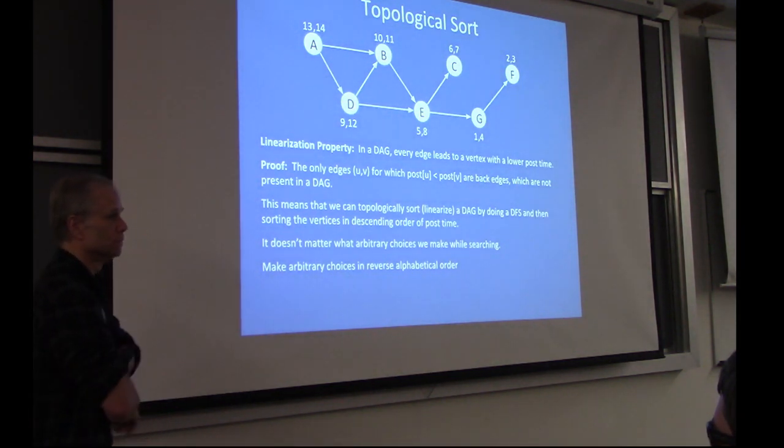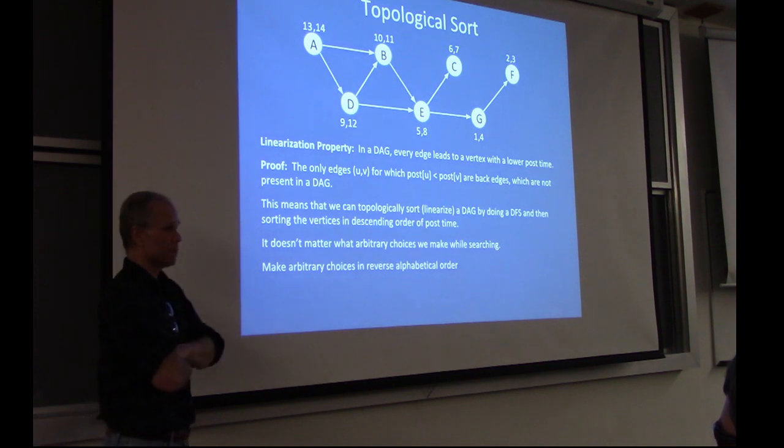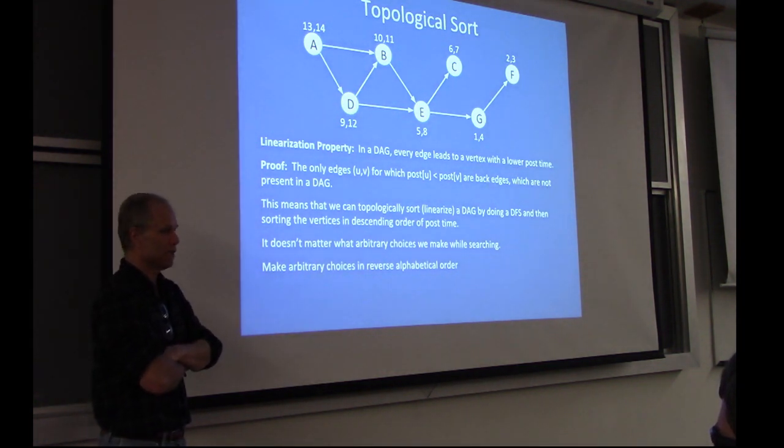So I noticed that we do a lot of comparisons with post times. Do we do anything with pre times? So we really haven't found a use for pre times, except pre times essentially can stand in as visited. If a vertex has a pre time, that means it's been visited.